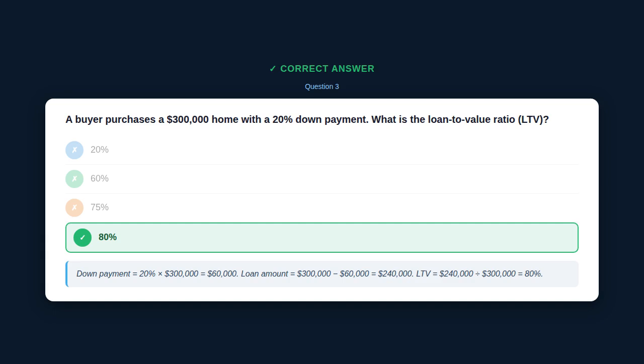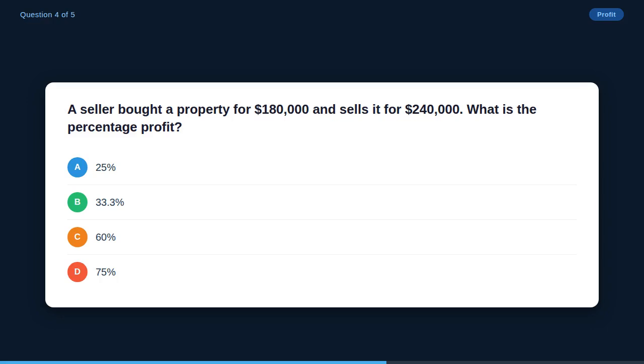Take a moment. The correct answer is D, 80%. Down payment equals 20% times $300,000 equals $60,000. Loan amount equals $300,000 minus $60,000 equals $240,000. LTV equals $240,000 divided by $300,000 equals 80%.